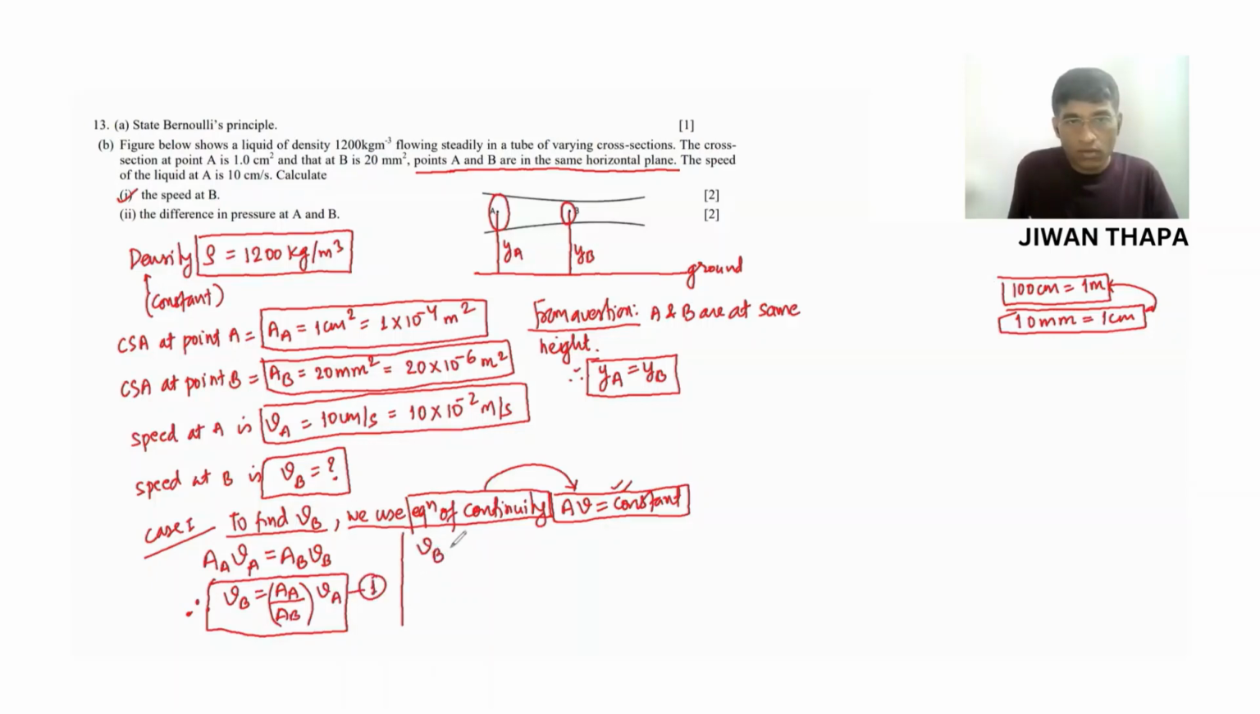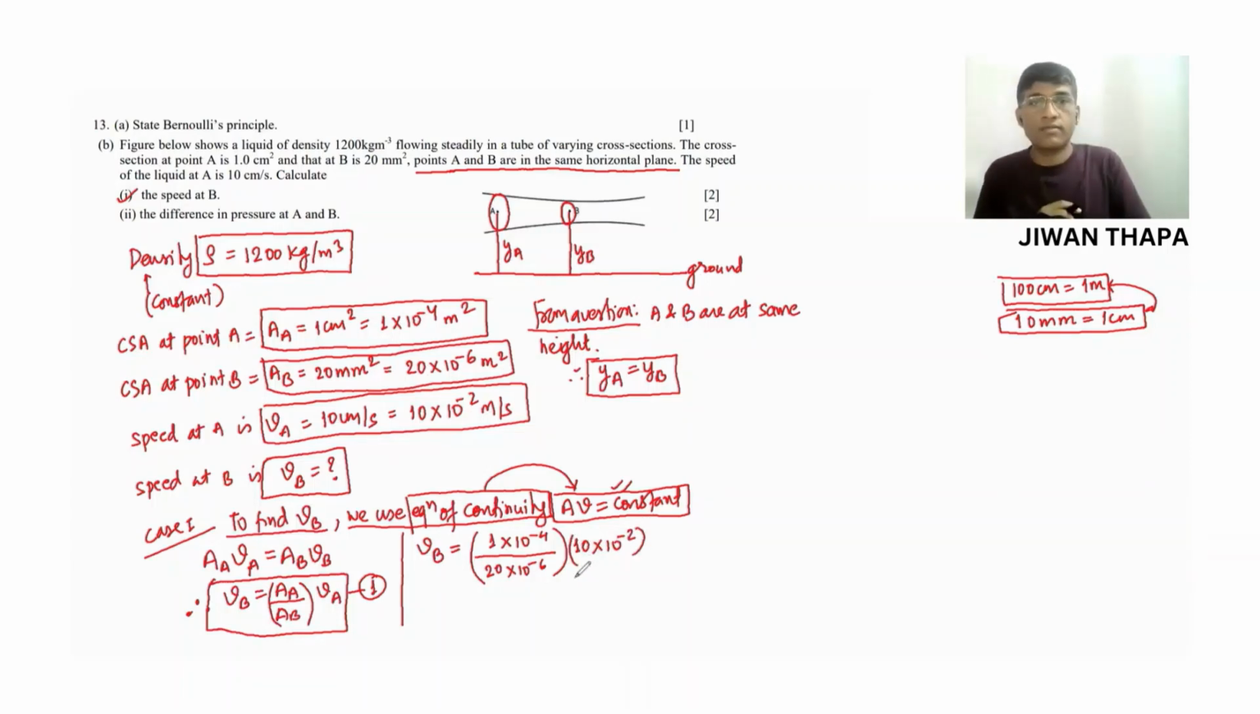Now let us put the values in equation 1, okay? AA is 1 into 10 to the power minus 4 by AB is 20 into 10 to the power minus 6, and VA is 10 into 10 to the power minus 2. So we have this, okay?